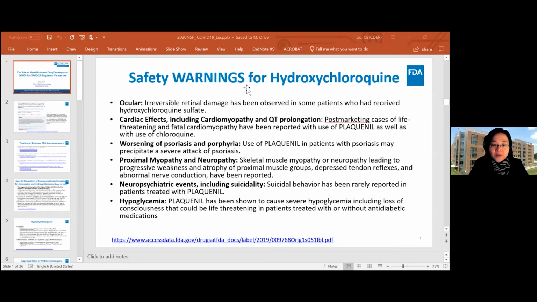This is a list of safety warnings on the package insert for hydroxychloroquine. I already mentioned the eye toxicity, but the cardiac toxicity may be more well-known because of all the news reports.